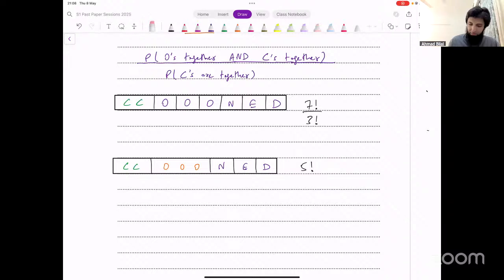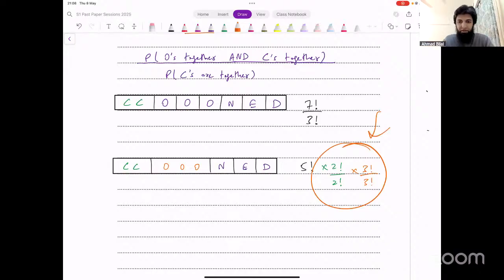Even if we were to consider them, we could say for C's, we've got 2 factorial, but then both of them are identical. We divide by 2 factorial. O's are 3 factorial, but then all of them are identical. We divide by 3 factorial. So it doesn't matter if we do this or not. We can just leave it and we say this is 5 factorial.